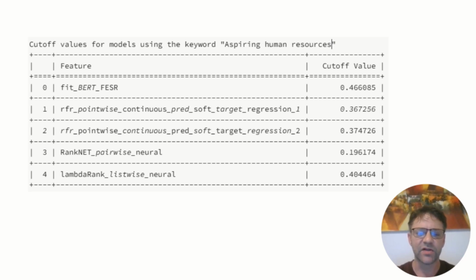So in conclusion, the pointwise continuous soft target regression models were quite good. The RankNet pairwise neural net was very good, and the Fitbit FESR geometric mean calculation also fared quite well.